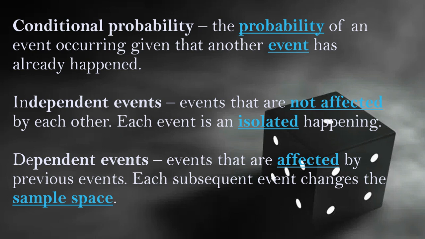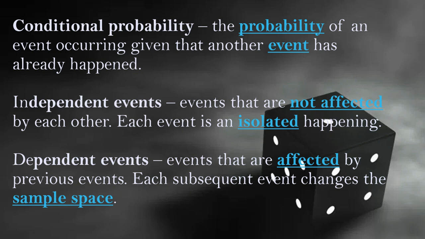Independent events are events that are not affected by each other. So again, back to that tossing the coin. Each time you toss a coin, it's an isolated event. The probability doesn't change based on the previous toss. Each time it's a 50-50 shot. A dependent event would be events that are affected by a previous one.